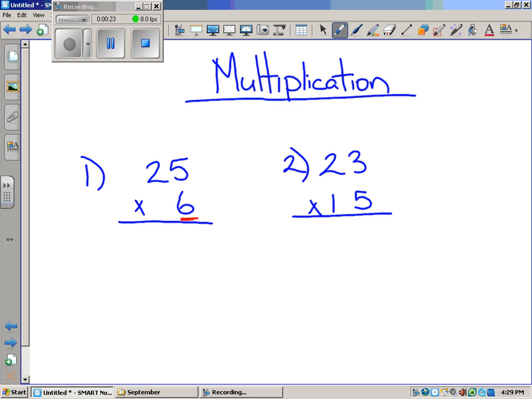But sometimes there will be 2 numbers or 3 numbers. You always start from the far right bottom. So in this case it's the 6, but it's the only number there. Then you're going to multiply from right to left. So the first thing we do is multiply 6 times 5. 6 times 5 is 30.